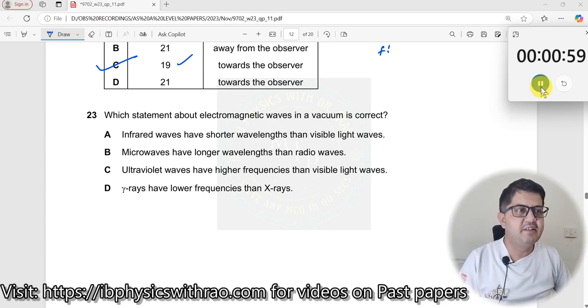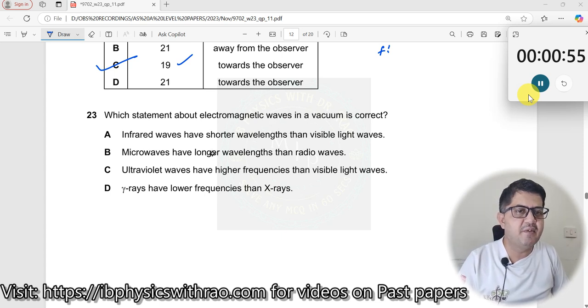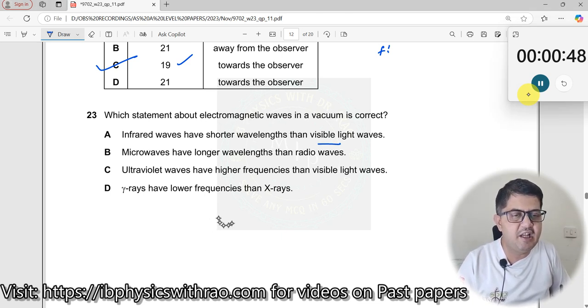Question number 23. Which statement about EM waves in vacuum is correct? Infrared waves have shorter wavelengths than visible rays. Okay. So first, whenever you have a problem on electromagnetic rays, an aid to memory is this.